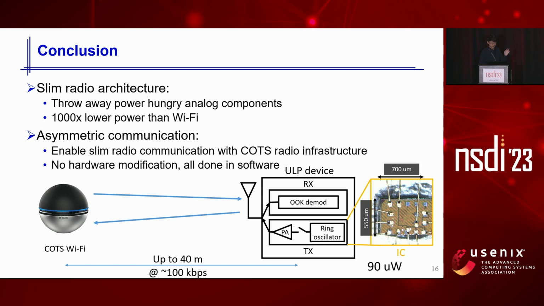A similar design can be extended to other technologies such as LTE and 5G, and the asymmetric communication scheme can also benefit other kinds of backscatter communication architectures.